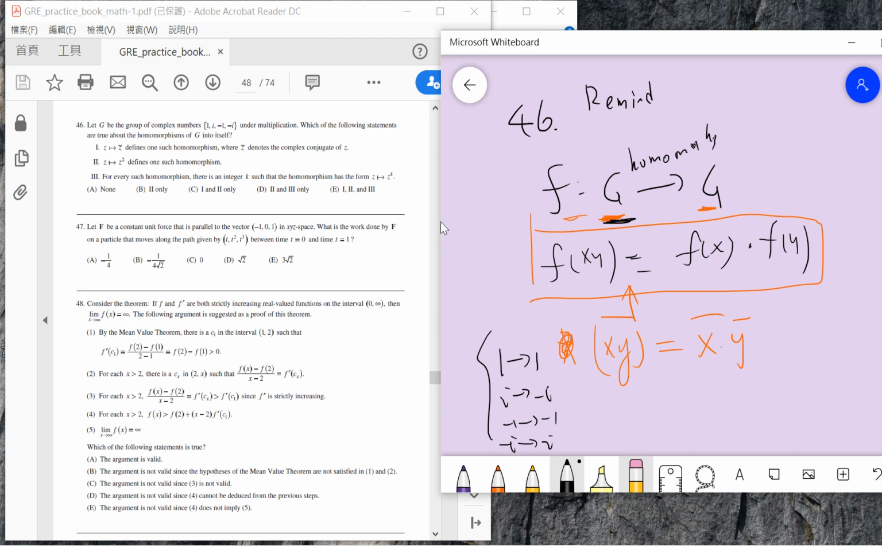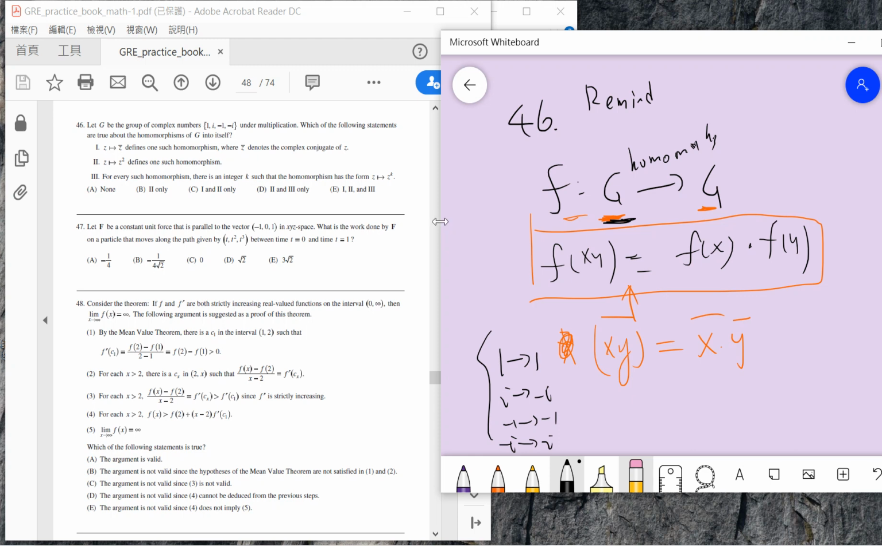Okay. Second one, z to z squared. This property still holds because (xy) squared is basically x squared times y squared. So all we need to check is that the elements in G are indeed mapped to elements in G. So 1 squared is 1, i squared is -1, (-1) squared is 1, and (-i) squared is -1. So basically still the same as the first one. So the first one and second one are both correct.